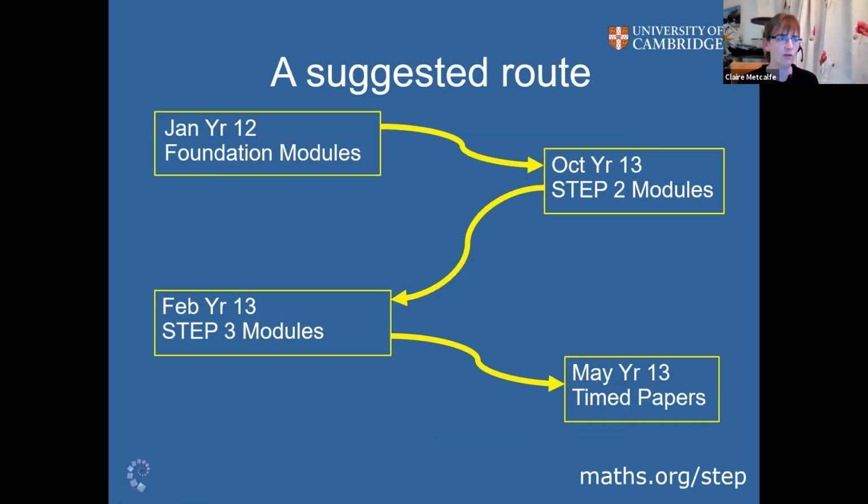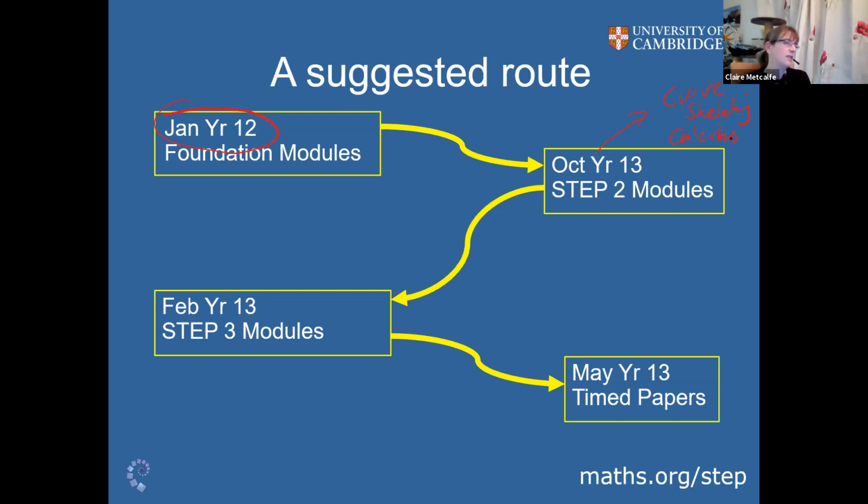Very, very quickly, if you've got students who are thinking about applying to Cambridge, this is quite an old slide, but January of year 12, I'd probably say at the latest, start working through the foundation modules. If it's somebody who thinks they want to apply to Cambridge, you can probably start even earlier than that. October of year 13, start to look at the STEP 2 modules, especially curve sketching, ready for interview. Maybe the calculus module as well, that's quite a good one.